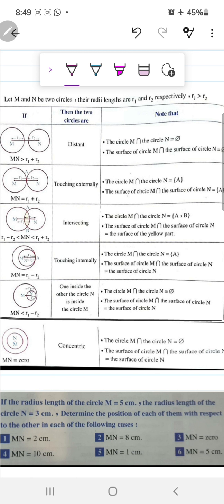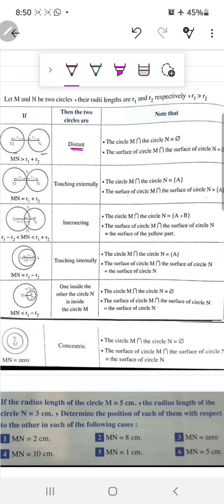Hello everyone. We said in the previous lesson the position of a point and a straight line with respect to a circle. Today inshallah we will talk about the position of a circle with respect to another circle. First, we have here two circles. These two circles are not intersecting. We call it distant. So the first case, we have two circles that are distant.